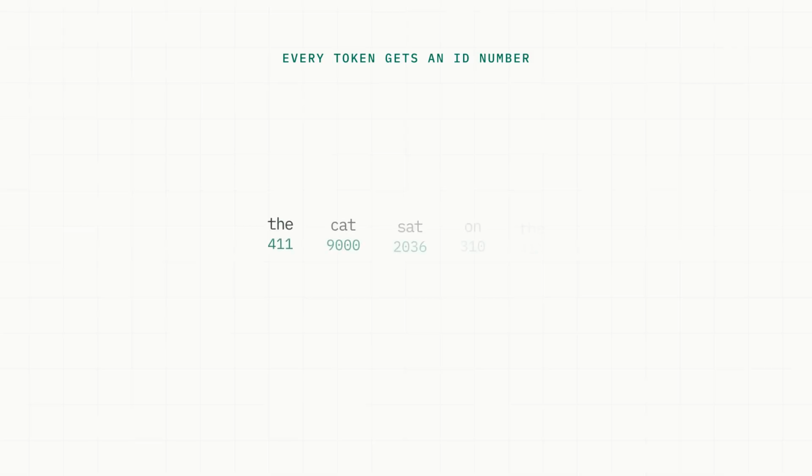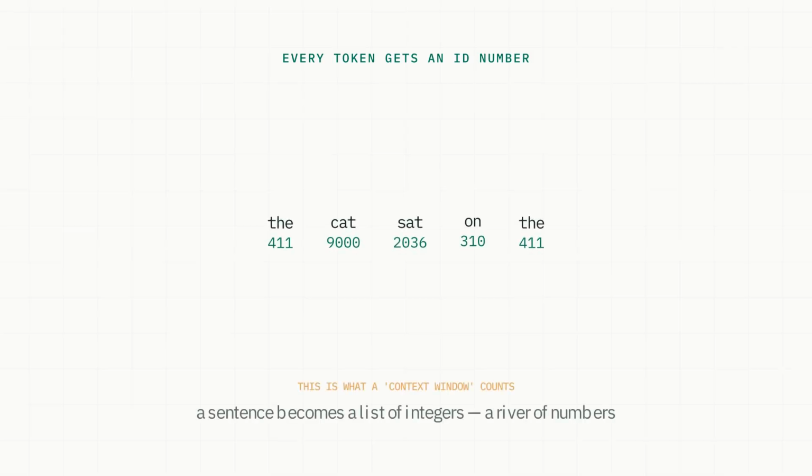Every token in that fixed vocabulary is simply assigned a number, an ID. "The" might be token 411, "cat" might be token 9,000, so a sentence becomes a list of integers. The text, the whole of human writing, is now a river of numbers flowing into the machine. When you hear a model has a context window of, say, 100,000 tokens, this is exactly what's being counted, these little pieces.